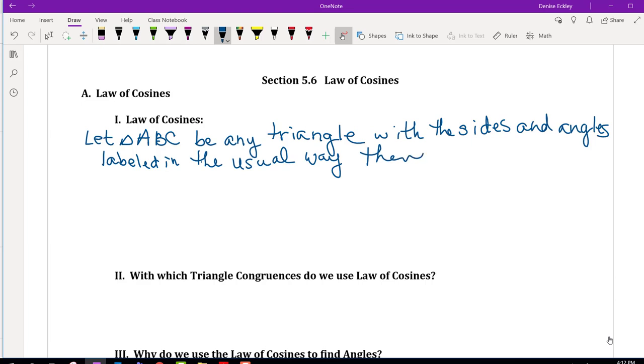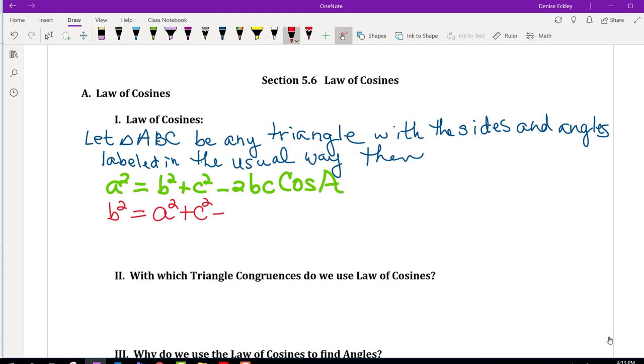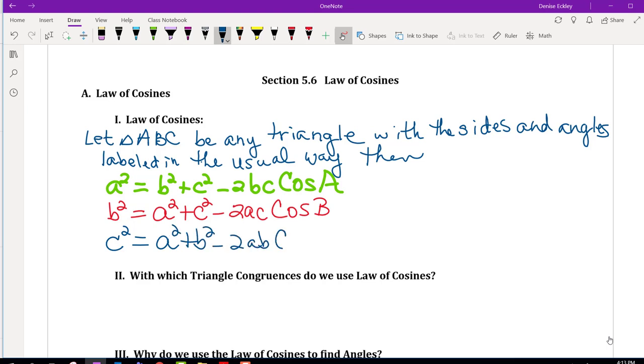So then there are 3 ways to write the same law of cosines. The first one is a squared equals b squared plus c squared minus 2bc times the cosine of angle A. A second way is to say that b squared equals a squared plus c squared minus 2ac times the cosine of B. And the final way is c squared equals a squared plus b squared minus 2ab times the cosine of C.